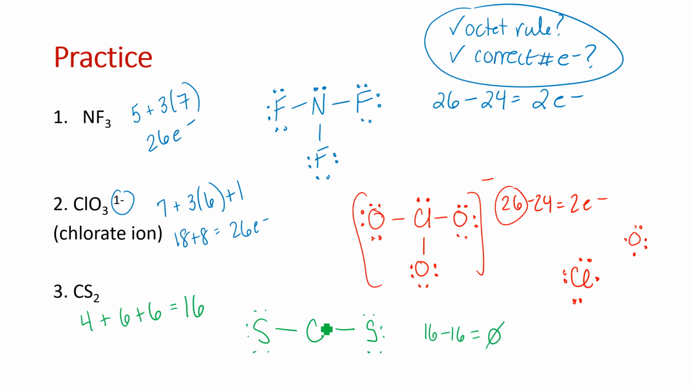But if we stop and look at our structure, notice carbon does not have an octet yet. So here's where we can use multiple bonds. So we need to give carbon an octet, but we've run out of electrons. So what we can do is we can have these sulfurs share some of their electrons. And so the correct structure for CS2 ends up looking like this.